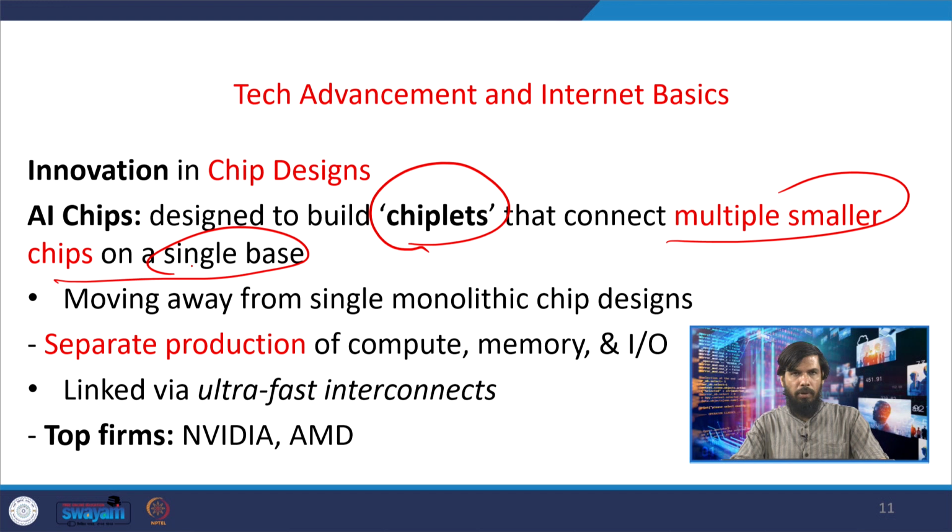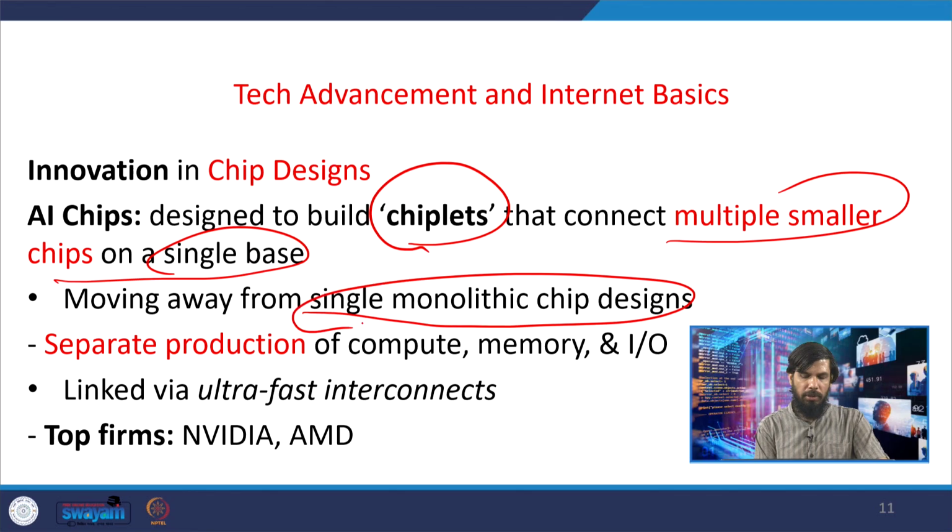So, connecting multiple smaller chips on a single base, and we call that a chiplet. That's what has happened in AI chip designs. Essentially moving away from single monolithic chip designs and having multiple smaller chips connected to a single base, and we refer to that as chiplets. So, that change in design has happened.